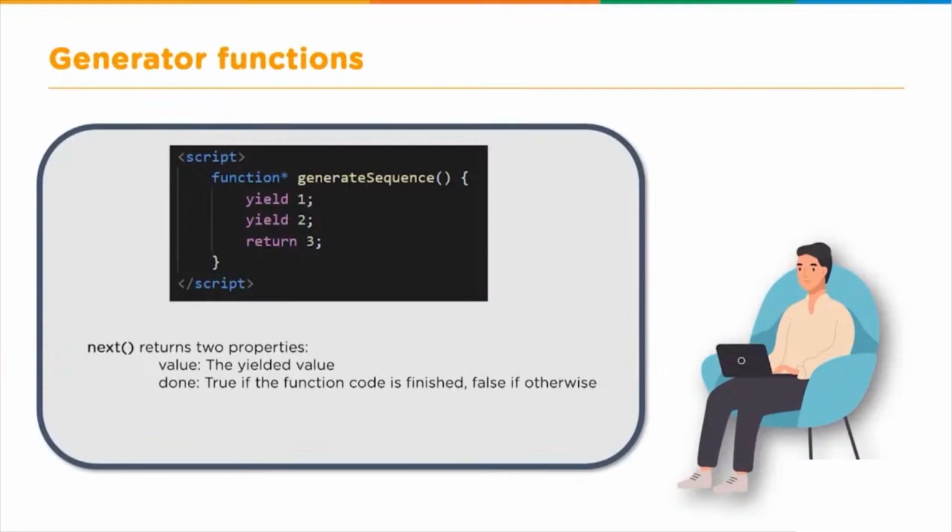Alright, so the result of the next method is always an object with 2 properties. It has the value property, which is basically the yielded value, and then it has the done property, which displays true if the function code is finished or false if it's otherwise. So let me show its execution for a clearer understanding. So let's go back to our VS Code.